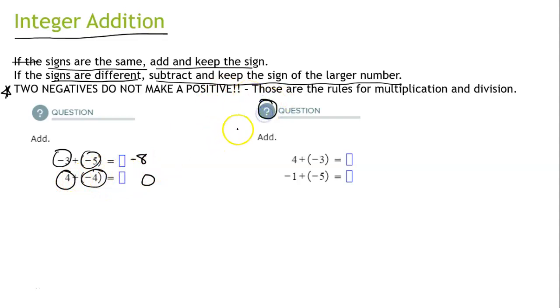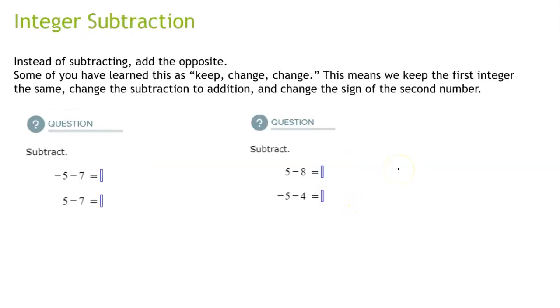You pause the video and use these rules to try these on your own without a calculator. For the first one, you should have noticed that the signs were different. This is like you've earned $4 and spent $3. So that means you're going to subtract and keep the sign of the larger number, so that should be a positive 1. For this one, you're spending $1 and spending $5 more, so you spent a total of $6 and you keep the sign the same.